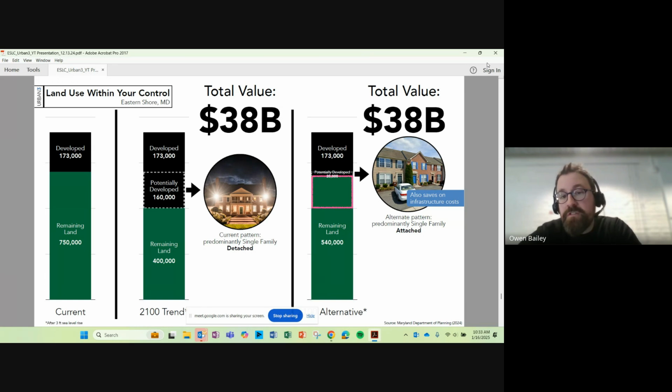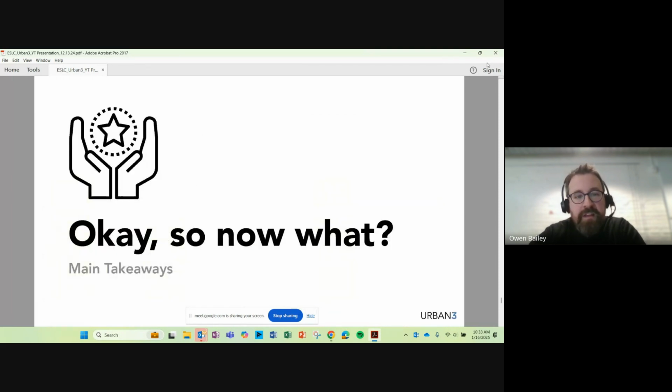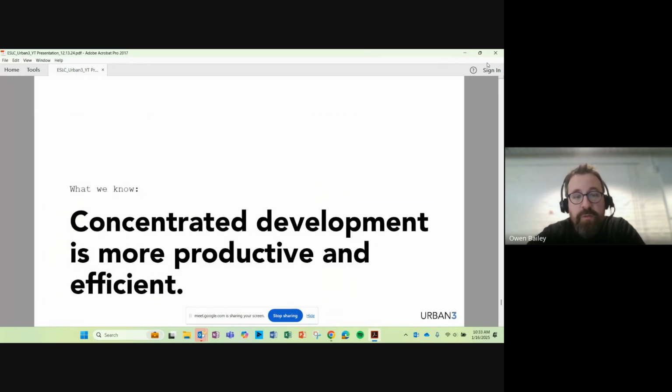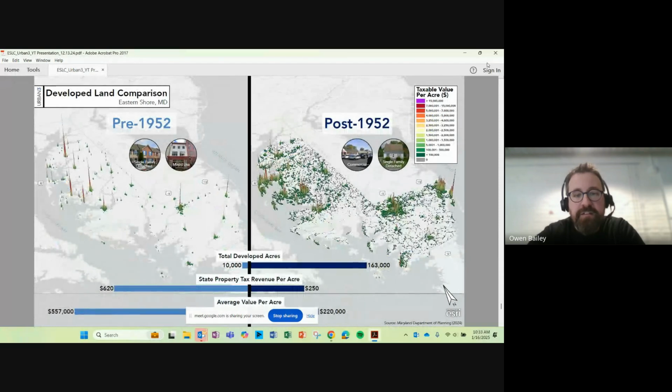Or we could go back to historical development and we could achieve that same amount of value, that $38 billion in value on 20,000 acres, which would also save us a lot of future funds dedicated to infrastructure costs. So we can either have a crab cake with filler, or we could have the good stuff. So now what? Concentrated development is more productive, more efficient. We think that this data is pretty conclusive of that.